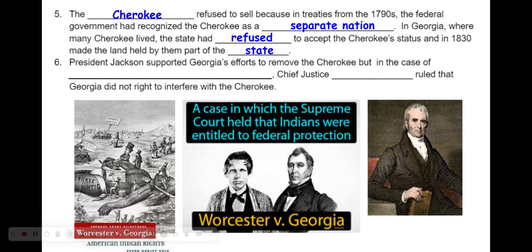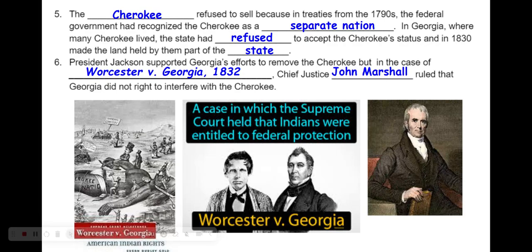President Jackson supported the state of Georgia's efforts to remove the Cherokee, but in the case of Worcester versus Georgia in 1832, the Cherokee took their issues to the Supreme Court. And the Chief Justice of the court at that time was a fellow named John Marshall. Marshall was going to go on to have a pretty illustrious career, but he ruled that Georgia didn't have the right to interfere with the Cherokee. And for the most part, this should have been the end of the ordeal.